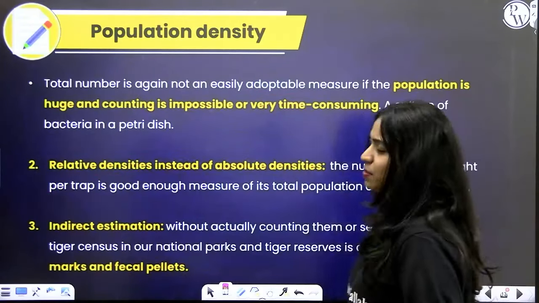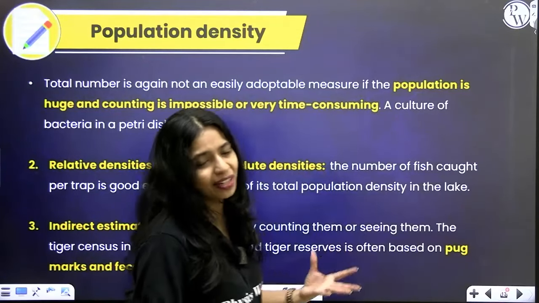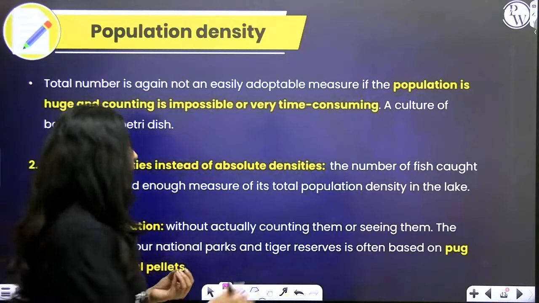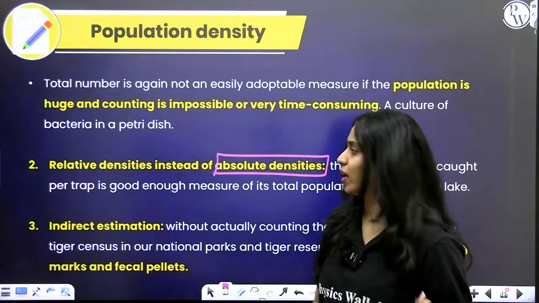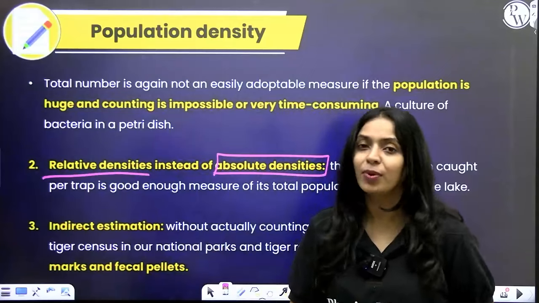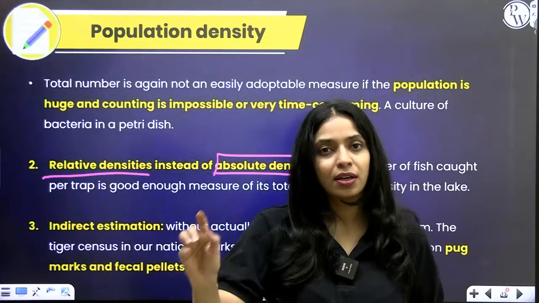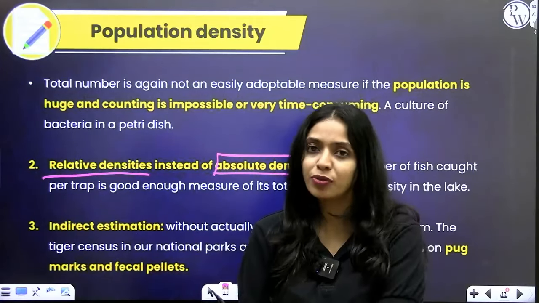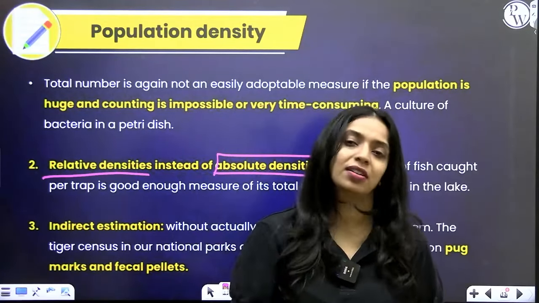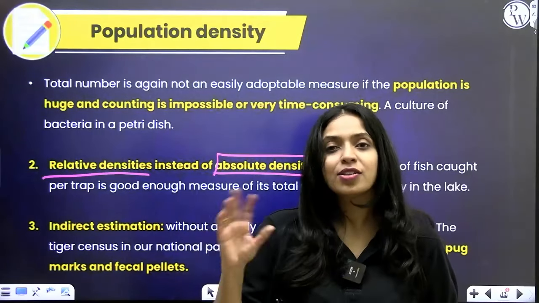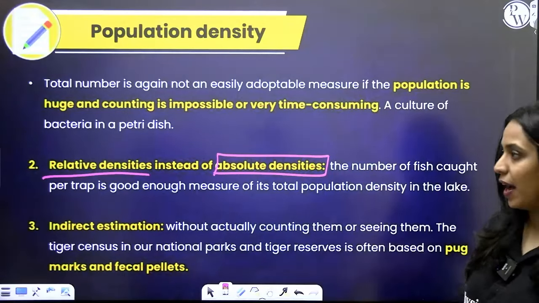Like I already mentioned, sometimes if the numbers are huge, you can't really sit down and count every organism, right? That becomes very meaningless. What do you do in such cases? Instead of looking at the absolute densities, instead of sitting and counting every one of them, you can measure the relative densities. What are relative densities? For example, if you want to count the number of fishes in a pond, instead of counting every fish there is in the pond, you catch some fishes, see in that trap how many you've got. How many fishes you could catch in the trap will give you a rough idea about how many fishes there might be present in the pond, right? So that is a relative density. So instead of measuring absolute densities, you measure your relative density. That will give us a rough idea.